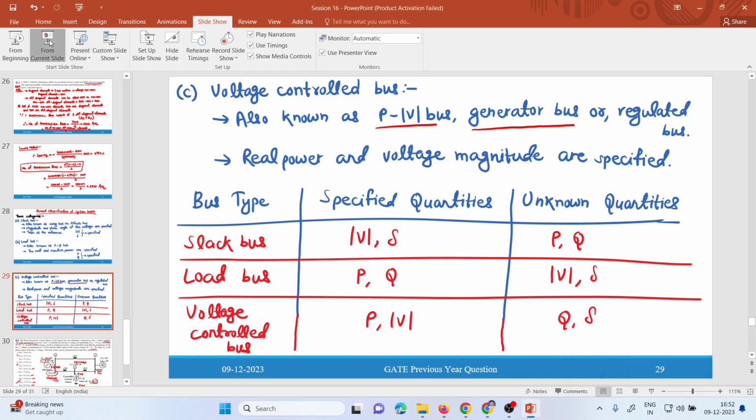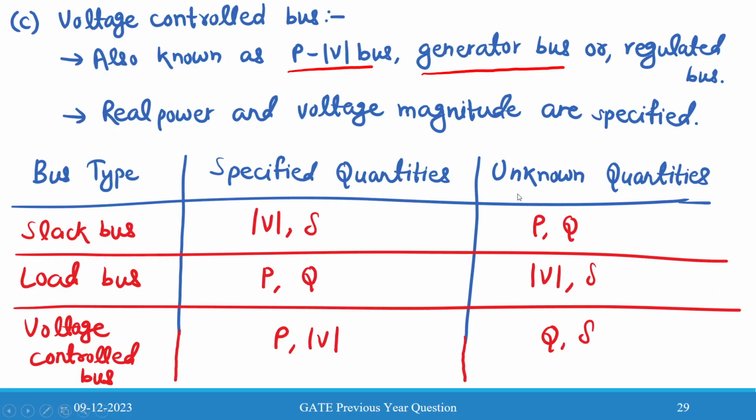So these buses are given here: bus type, specified quantities, unknown quantities. Slack bus, load bus, voltage control bus. What are the specified quantities? This is very important for further topics and is generally asked in interviews: what are the slack bus, load bus, and voltage control bus, and what are their specified quantities.